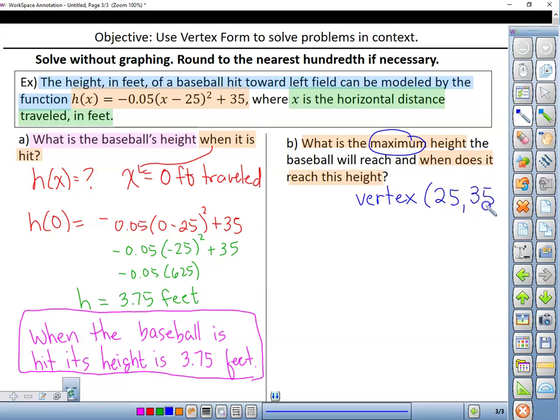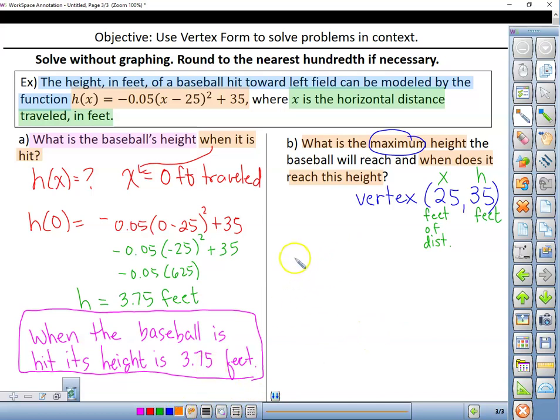Now, it's real important we interpret our variables here in terms of our context. Like I accidentally was using t over here. It's not a t, it's not a time this time. So remember, this is our h and this is our x in this case. So this is our height in feet, the 35. And the 25 is the feet of distance traveled. So we have to make sure that we get that into our context.